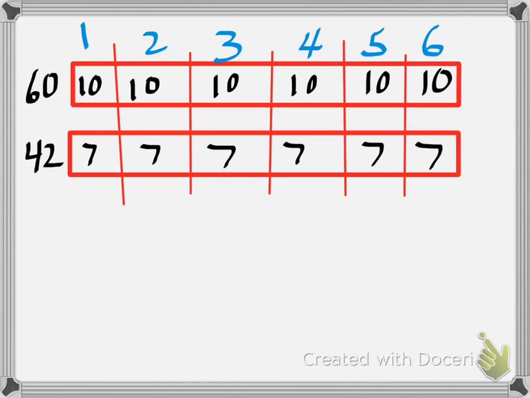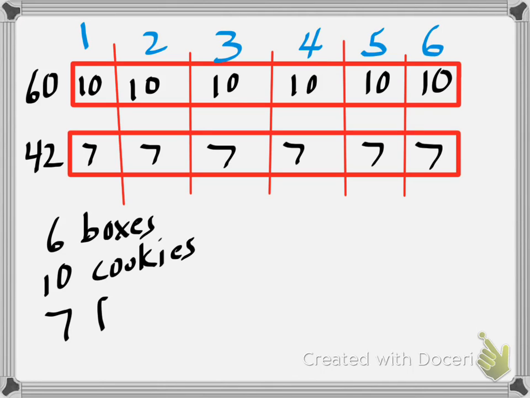So we would have a total of 6 boxes, and that we would have in each box, since we have 60 cookies, we would have 10 cookies in each box, and we would have 7 pieces of fudge in each box. So find the greatest common factor, and then go ahead, draw it out, and do your division so you can see what it is that you have.